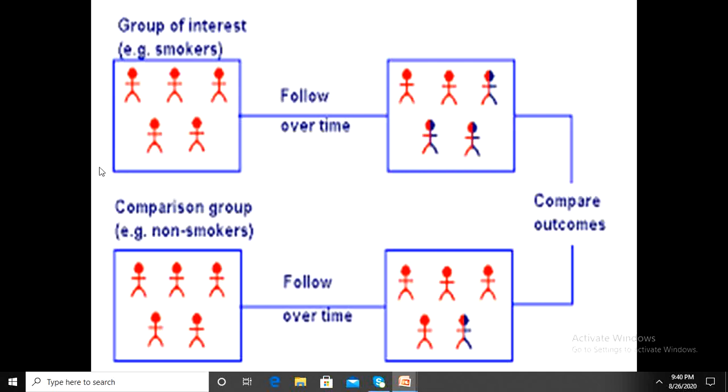Fine. So, what do we do in a cohort? We select a cohort group, divide them into smokers and non-smokers, who are already smoking and non-smoking, follow them over a period of time to assess whether lung cancer has developed or not, and then we will calculate the incidence rate among the smokers and the incidence rate among the non-smokers, and we can compare the outcome in terms of relative risk.